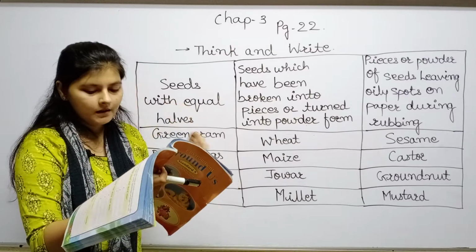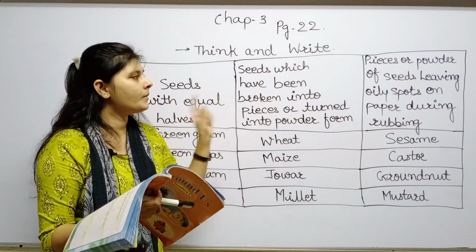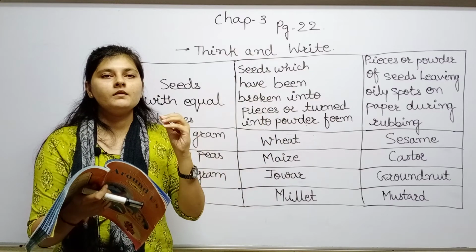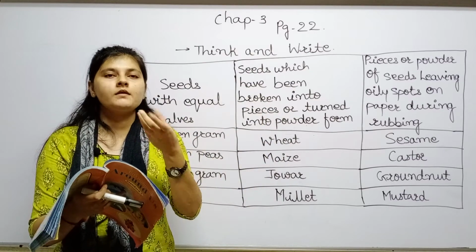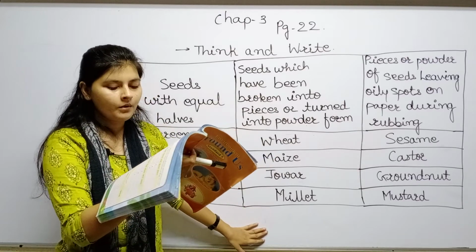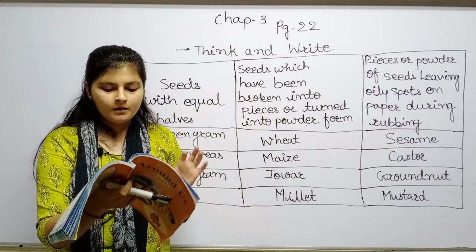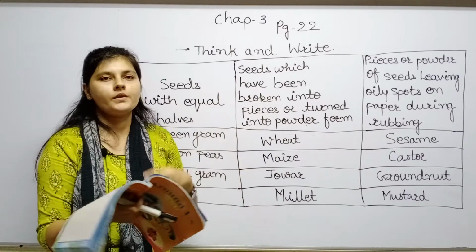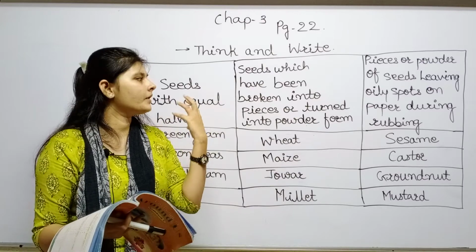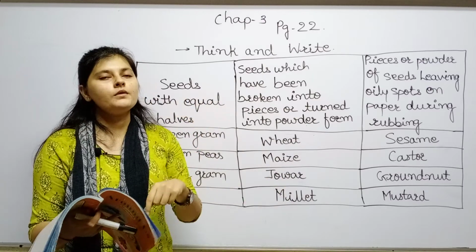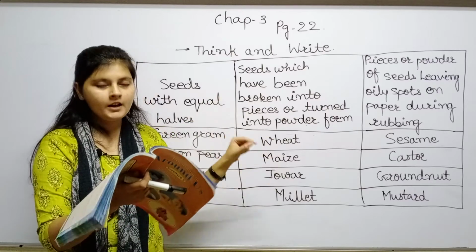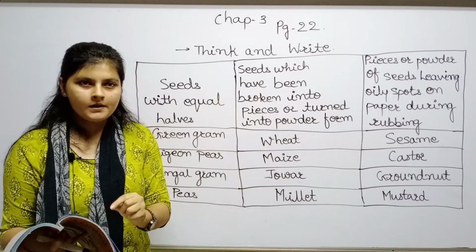So the seeds releasing oil: if you try to break them, at that time they are releasing oil, right. So seeds release oil while breaking into pieces or making paste or powder. Whenever you try to convert them into paste or to break them, at that time they are releasing oil. So that's why they are known as oil seeds, right?